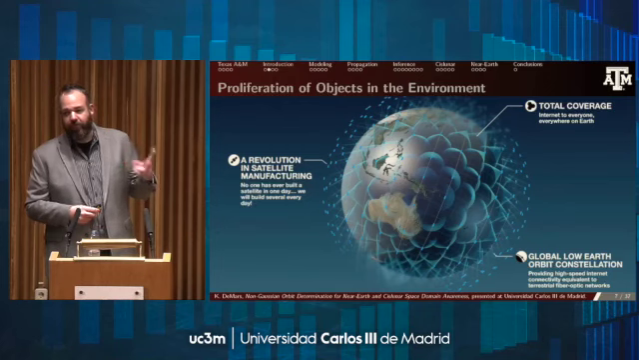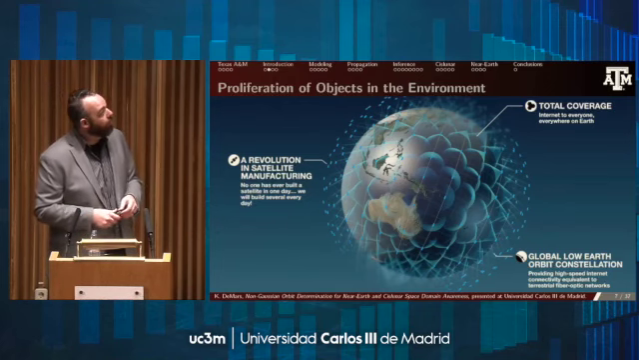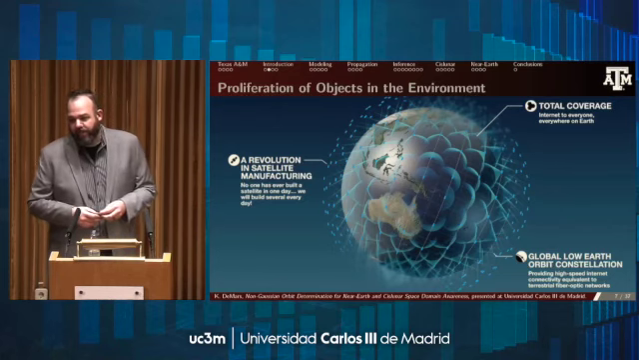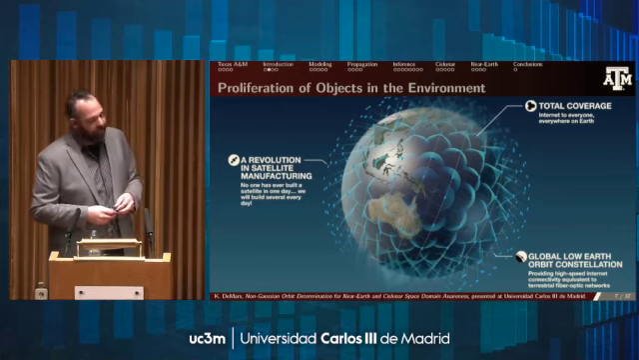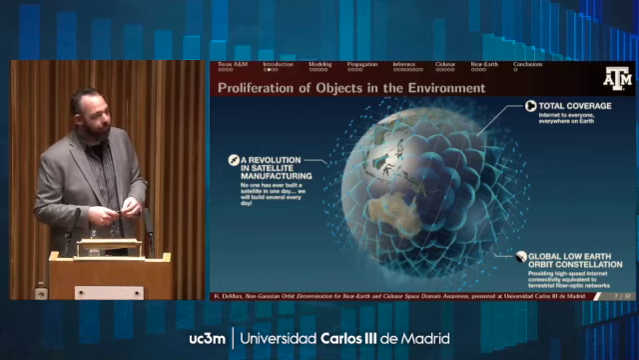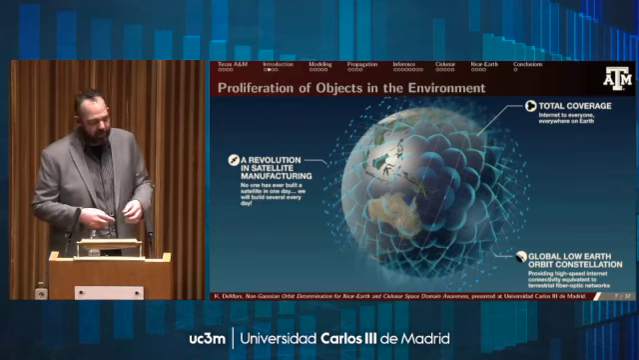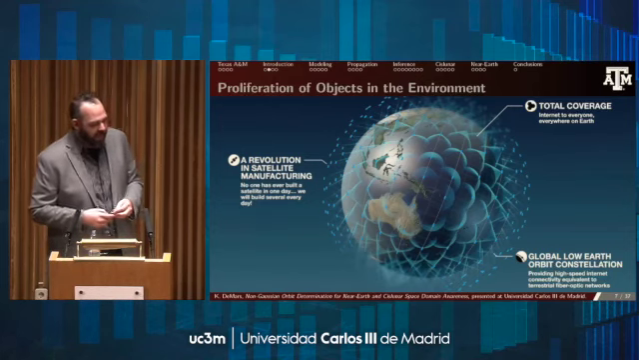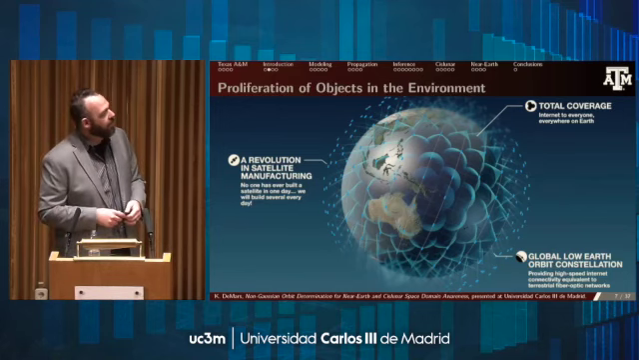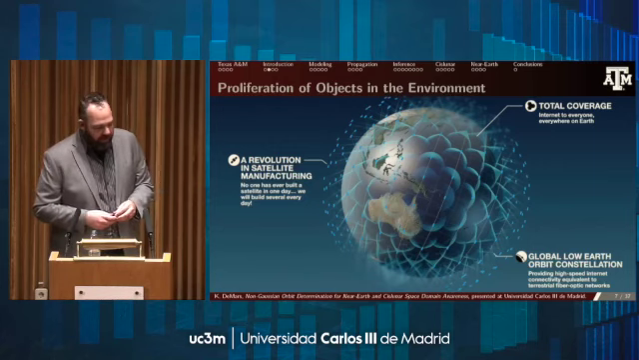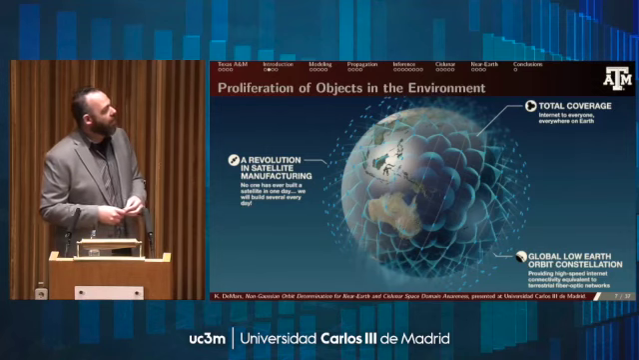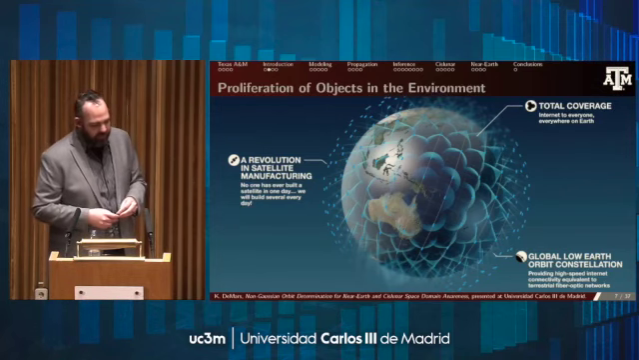We have kind of two emerging problem areas in SSA. One is proliferation of objects in the environment. So this is a graphic from OneWeb from several years ago that nicely illustrates their plans to develop a low Earth orbit constellation of vehicles that will provide coverage basically for space-based communications. They're not the only company doing this, right? You have SpaceX doing it with Starlink. You have Amazon doing it as well. But this is one of those constellations.